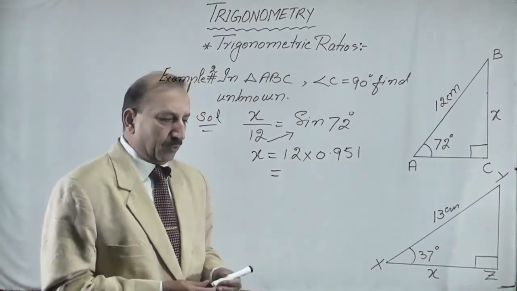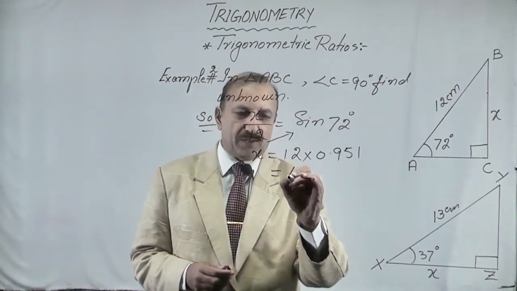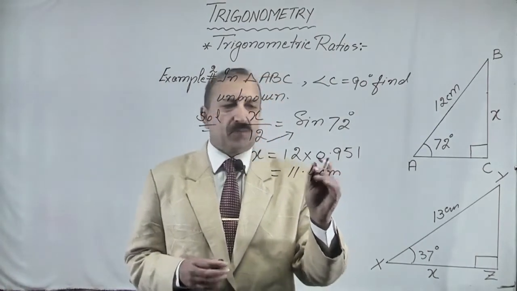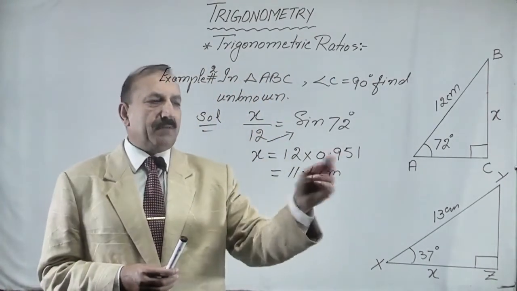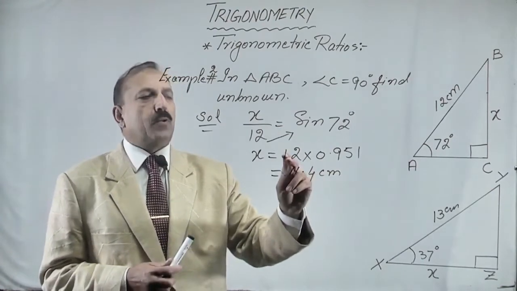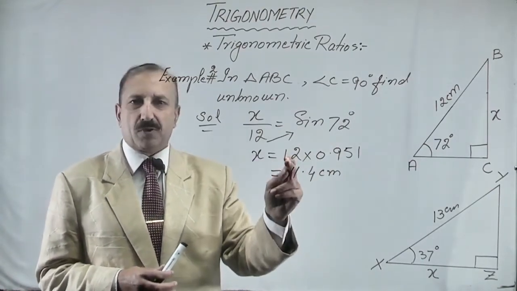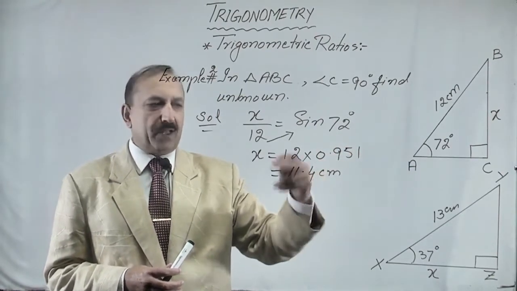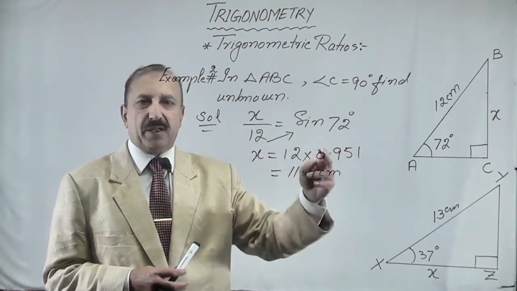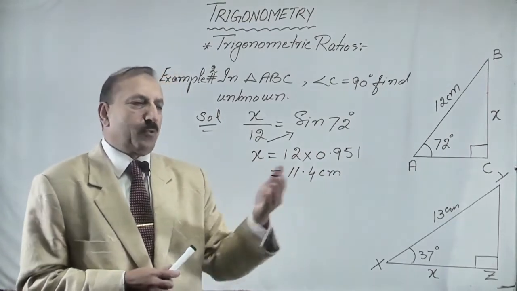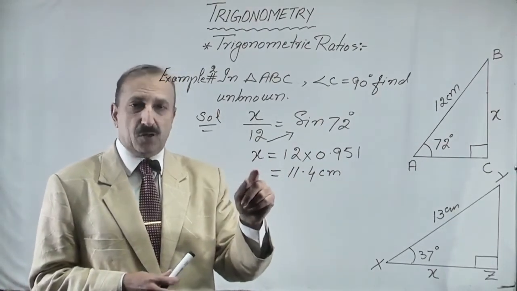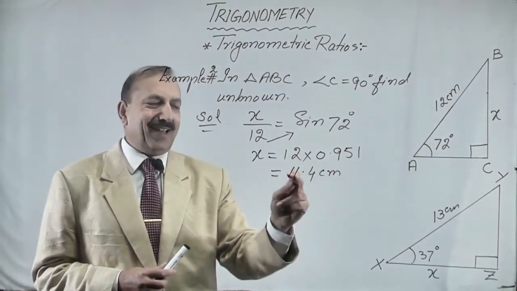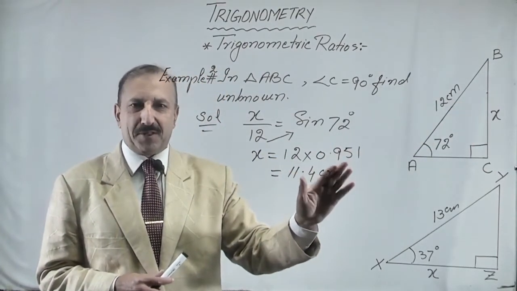The next step, we will multiply them and we will get the answer. Again, you will get this value from the calculator. Multiply them and you will get this answer. You can also do this manually by utilizing the table of 12: 12 times 1, then 12 times 5, then 12 times 9. Here the value of x, the opposite side in this triangle, is 11.4 centimeter, my dear students.